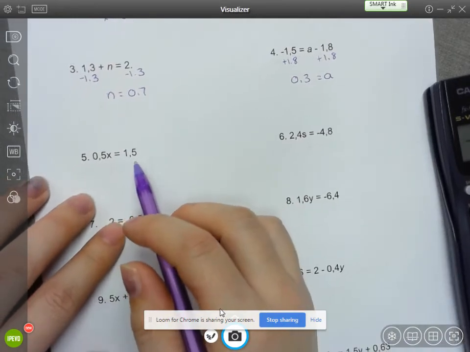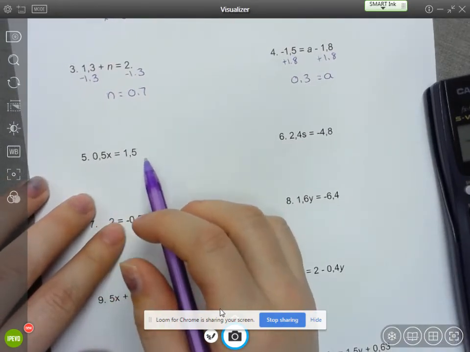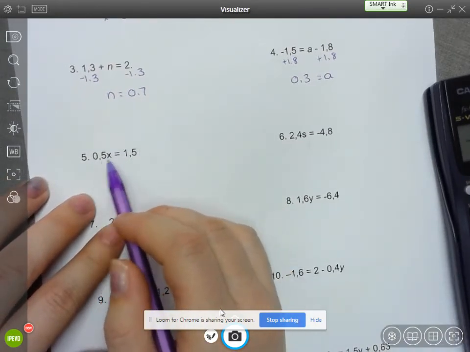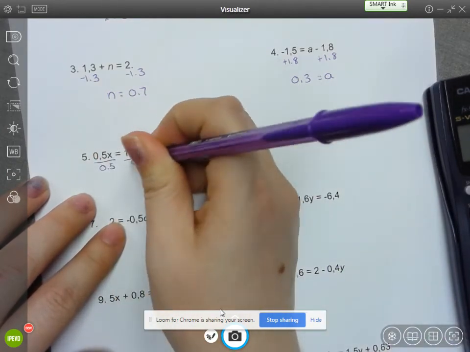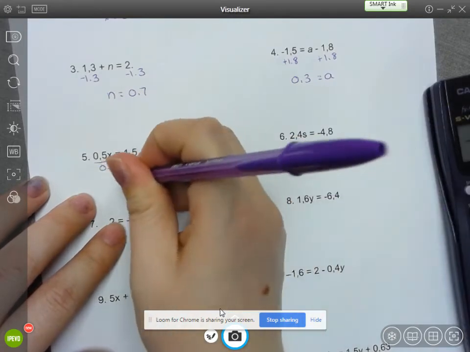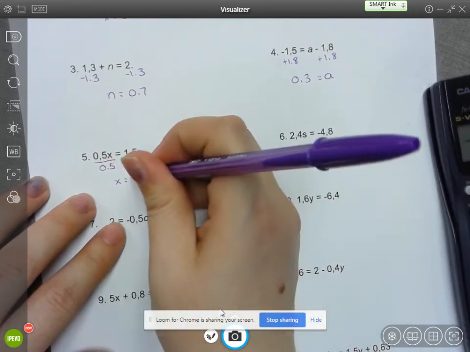The next one, 0.5x is equal to 1.5. So it is next to it, which means that it's a multiplication. So the opposite would be a division. What I do to one side, I do to the other. So x is actually equal to 3.